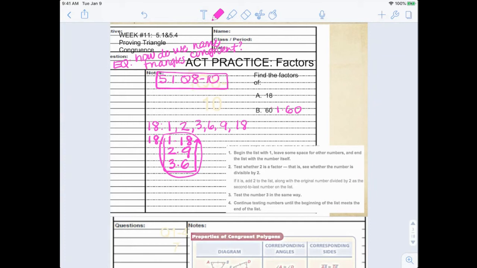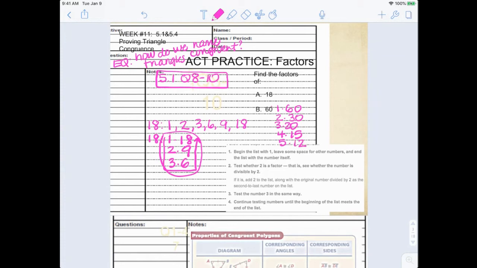1 times 60, 2 times 30. I know 3 times 20. Does 4 work? Can I do 60 divided by 4? And I can. 4 times 15. I know 5 is going to work. 5 and 12, because it ends in a 0. I know 6 works. 6 and 10.